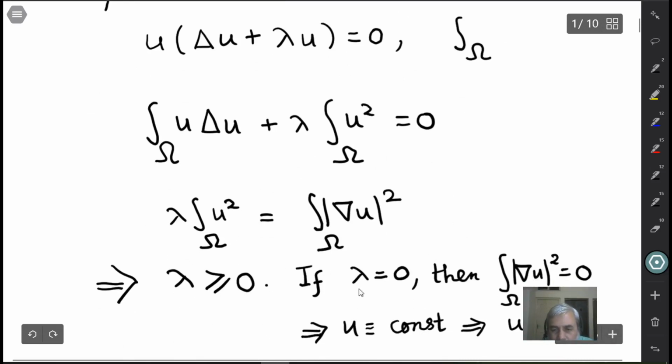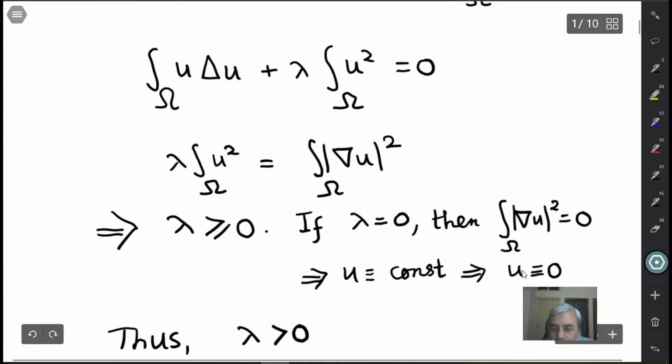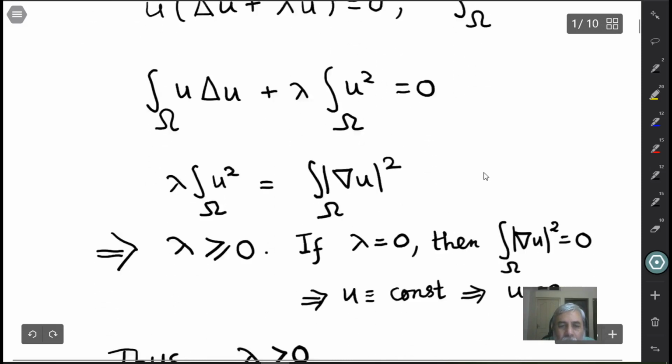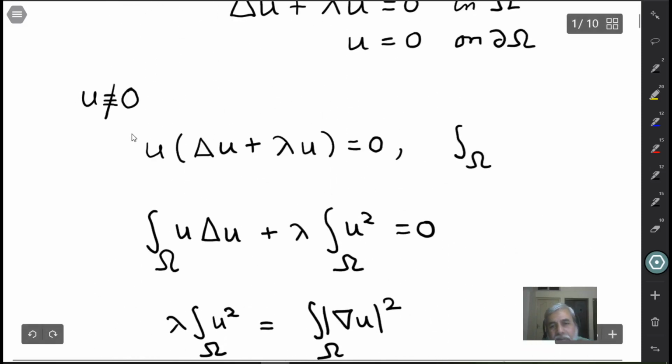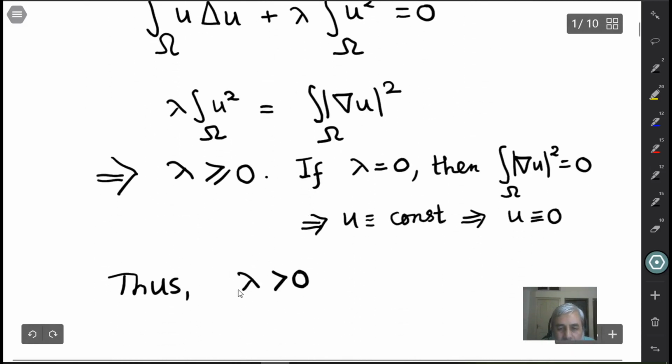So if lambda equals 0, you plug into this previous line, so we get that integral over omega of grad u squared is 0, and that implies u is a constant, but since u is 0 on the boundary, we conclude u is identically 0. Okay, and that is not interesting. So if we want a non-trivial solution, then lambda must be positive.